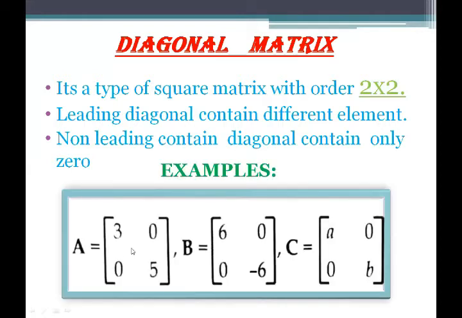Example of diagonal matrix. Now this is the leading diagonal and this is the non-leading diagonal. Consider this example. Matrix A is 3 0 0 5. This 3 and 5 are in the leading diagonal. So in this diagonal matrix, the leading diagonal contains different elements, meaning 3 and 5 are different elements, and the non-leading diagonal contains only 0. So these are the examples of diagonal matrix in which the non-leading diagonal contains 0 and the leading diagonal contains different elements, and all the examples are of order 2 by 2. This is a 2 by 2 matrix.